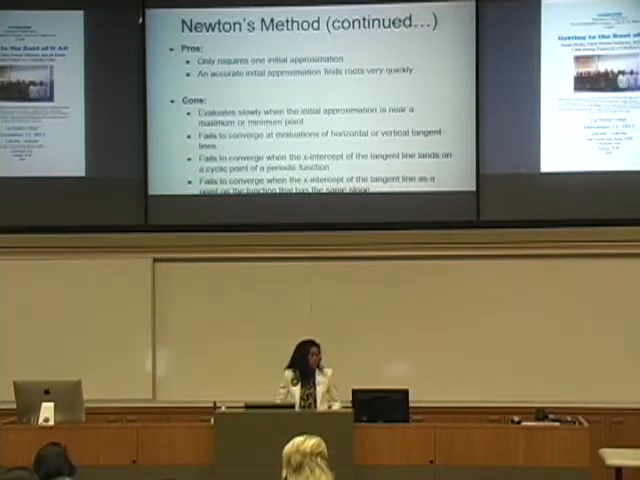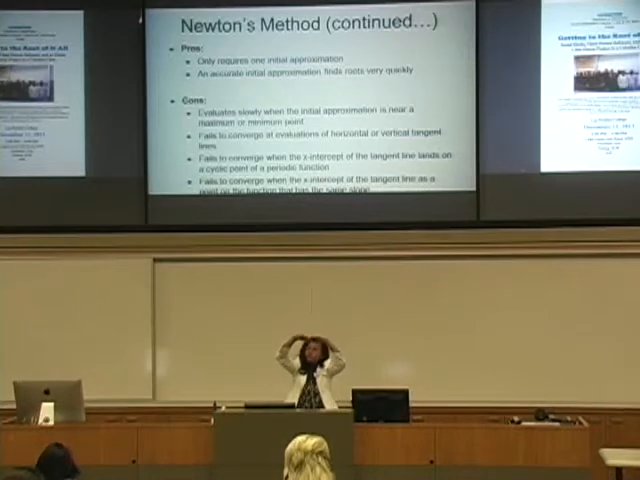The disadvantage is that it can evaluate slowly when the initial approximation is near a maximum or minimum point. So at a maximum or a minimum point, the function starts to either curve back up again or curve down again, which means that the slope is going to be really small. Because if it's up here and you choose it at the top, it'll be a horizontal line again, and that won't work. And if it's anywhere near that, it'll be an almost horizontal line, and it'll take a lot of calculations.